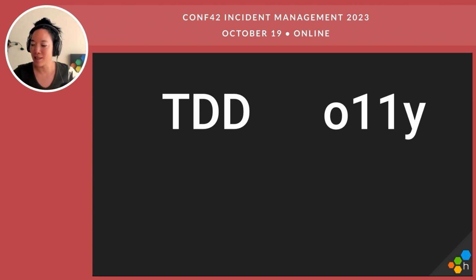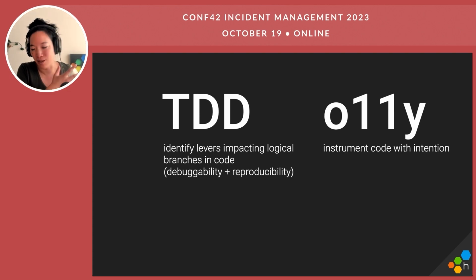We're just taking these behaviors that we know as developers and applying them under a different name. In development or in a test environment, we're identifying the levers that impact logical branches in the code for debuggability and reproducibility, and making sure to exercise those in a test. In observability, you're instrumenting code with intention so that you can do the same in production.